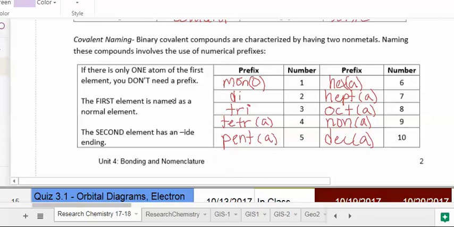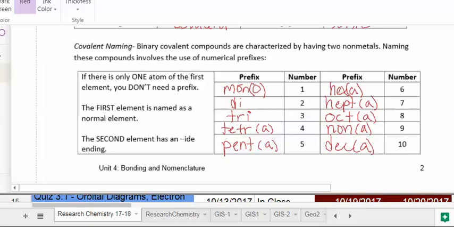We name the first element as just a normal element, and then the second element, we change the ending to IDE. We still use prefixes for the first and the second. The first element, we just never use the prefix mono. So let's take a look at a few examples.